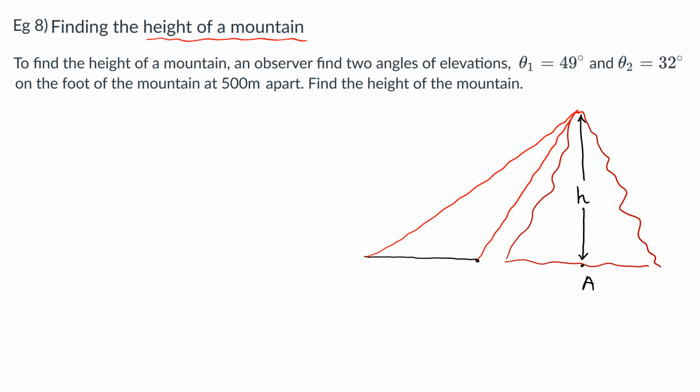Now we can see that just knowing these three pieces of information, we can find the height of the mountain. So let's see how the calculation works. I'm going to call these angles theta 1 and theta 2. This angle is theta 1, which is 49, and theta 2, which is smaller. We also know the distance between the two, which is 500. Whatever the unit, it doesn't matter, you get the same unit when you solve the problem.